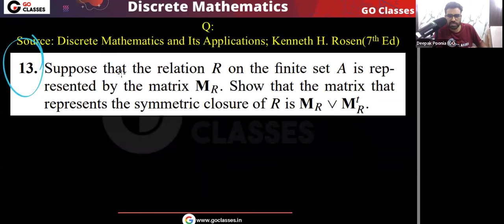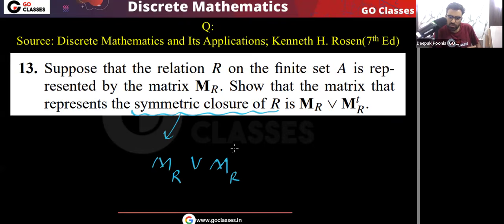Let's solve question 13 from the Kenneth Rosen book. Suppose that relation R on finite set A is represented by matrix MR. Means the relation R is represented by a matrix representation. Show that this matrix will be the symmetric closure of R. Tell me how to find the symmetric closure of R. We have already seen that. If you want to find the symmetric closure of R, you will take the matrix representation of R and do OR with the matrix representation of R transpose.